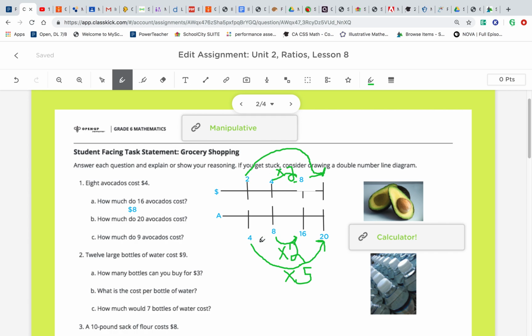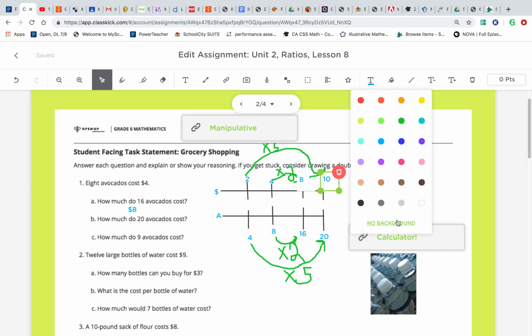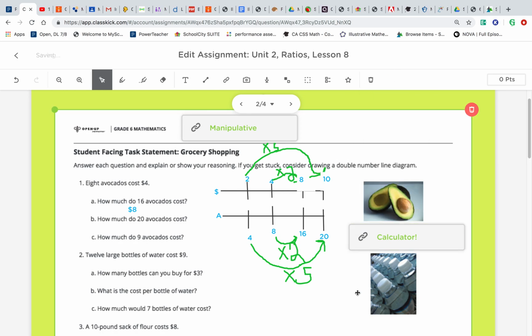How do we go from 4 to 20 by doing times 5? We've got to do the same thing here. We've got to do times 5. Okay, so it's going to be 2 times 5, and 2 times 5, we know that one. That one's going to be not 100. It's going to be 10. So there we have it. So that means that 20 avocados are going to cost $10. Okay, so we'll add that in here.